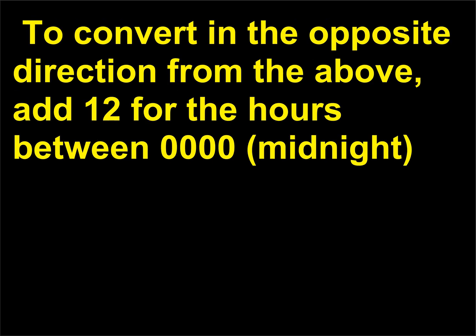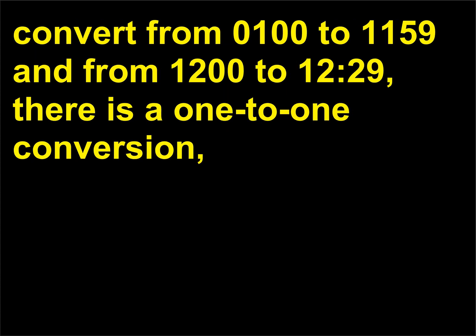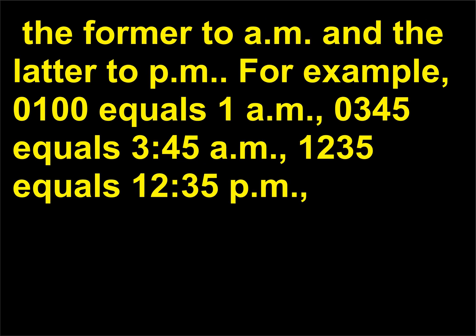To convert in the opposite direction from the above, add 12 for the hours between 0000, midnight, and 0059, such as 0034 plus 12 equals 12:34 AM, and 0059 plus 12 equals 12:59 AM. To convert from 0100 to 11:59 and from 1200 to 12:59, there is a 1-to-1 conversion, the former to AM and the latter to PM.